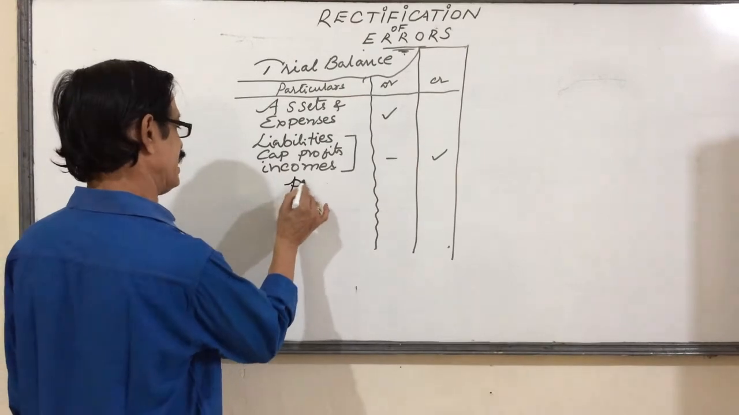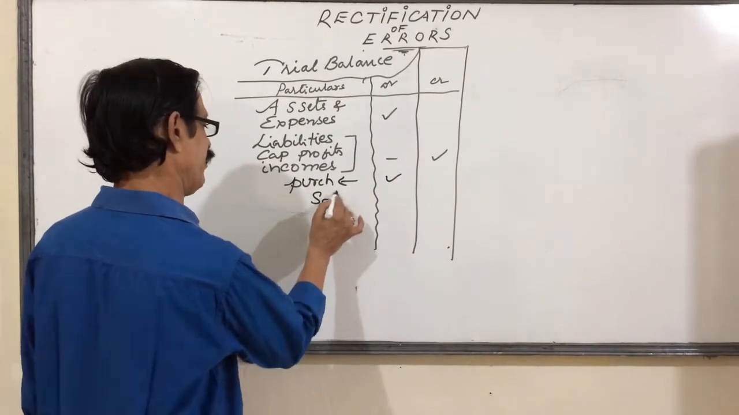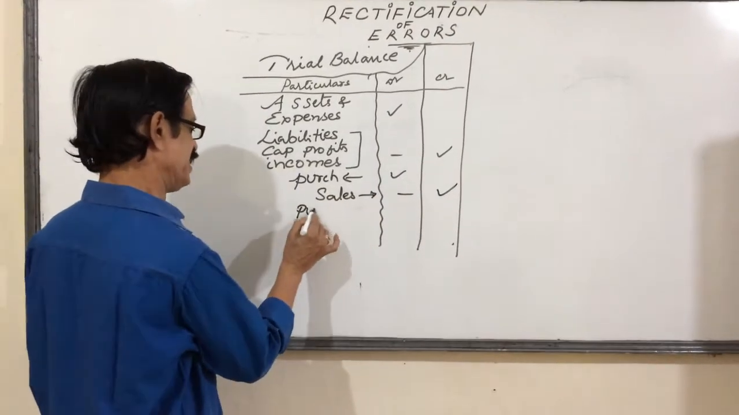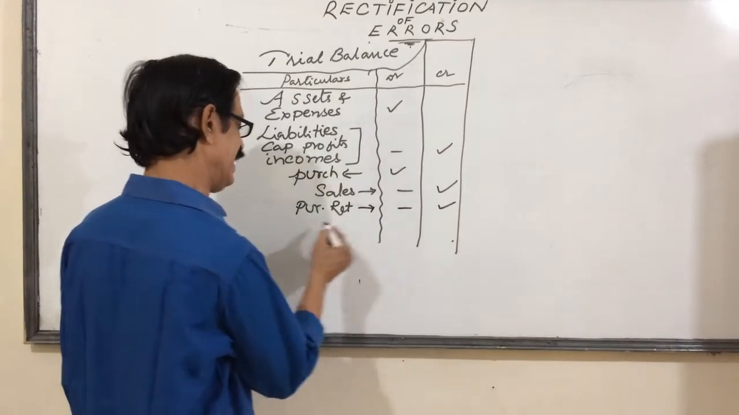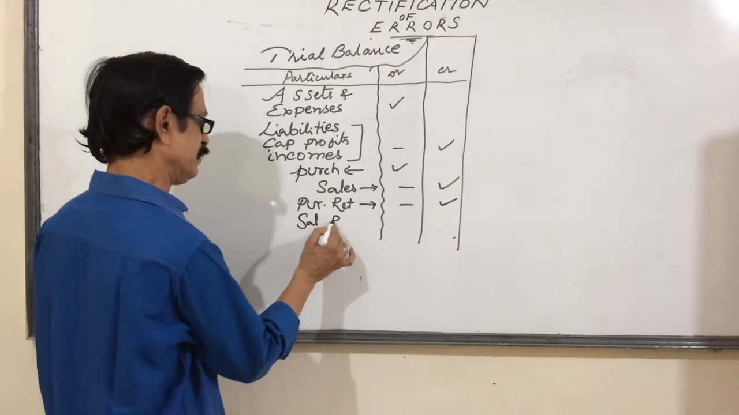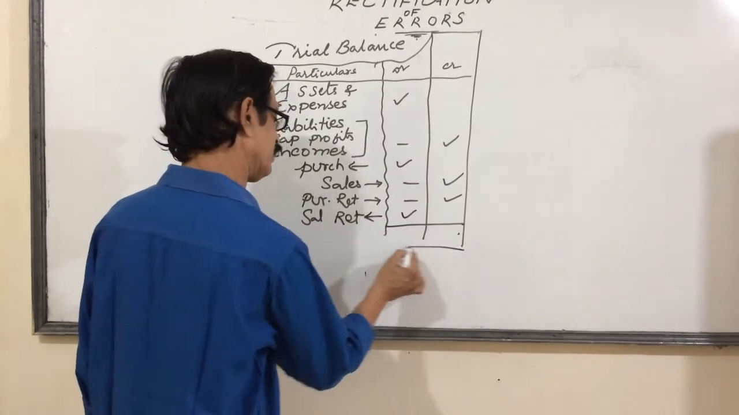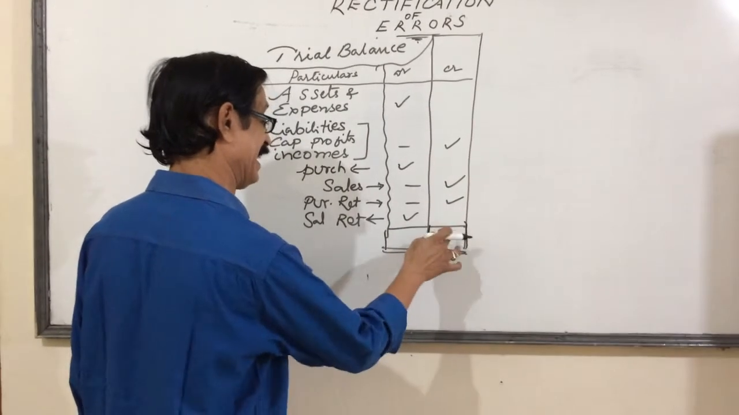Now, purchases are always coming in, so debit. Sales are always going out, that's why credit. Purchase returns are going out, credit. Sales returns are coming in, that's why debit. The total of debit must be equal to the total of credit, they must tally with each other.